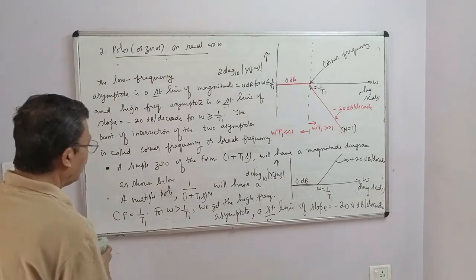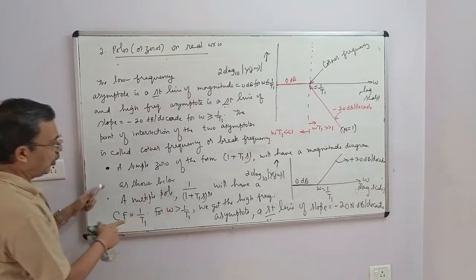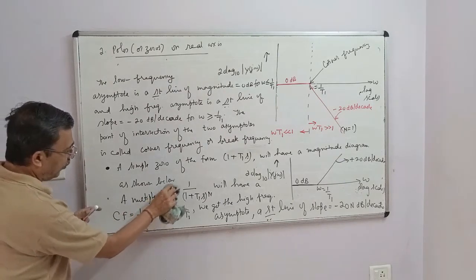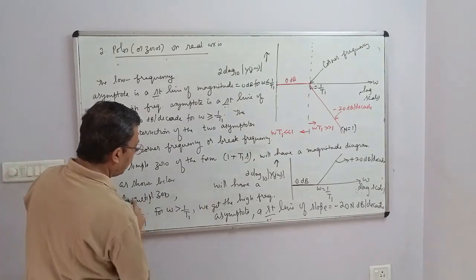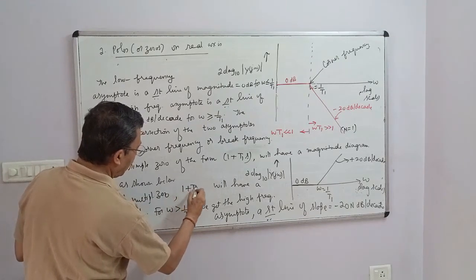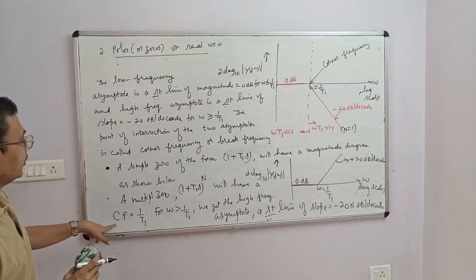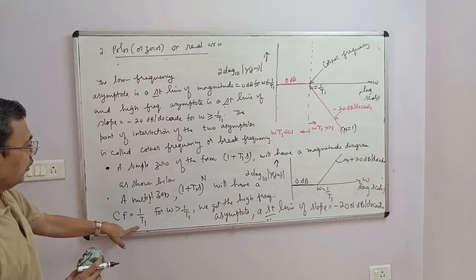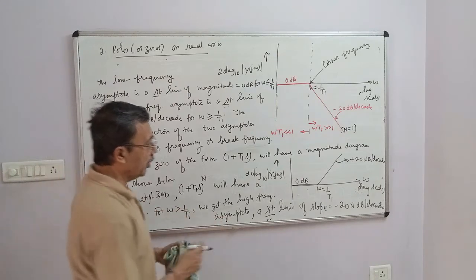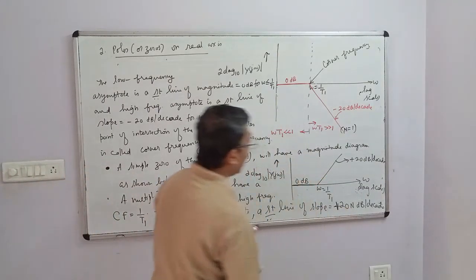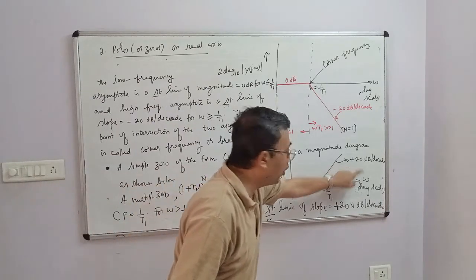Next point, I wipe and write here, a multiple zero. Multiple zero means it is, instead of 1 over, 1 plus T1s to the power n. It will have a corner frequency 1 by T1. For omega greater than 1 by T1, we get a high frequency asymptote, a straight line of slope plus 20 into n decibels per decade. If n is equal to 2, instead of plus 20, it will be plus 40.